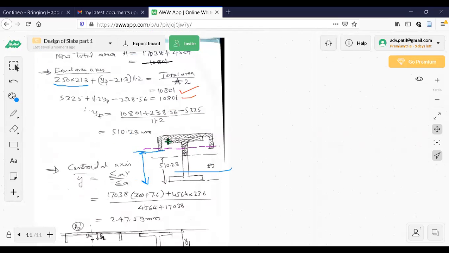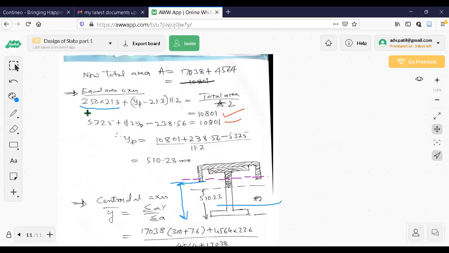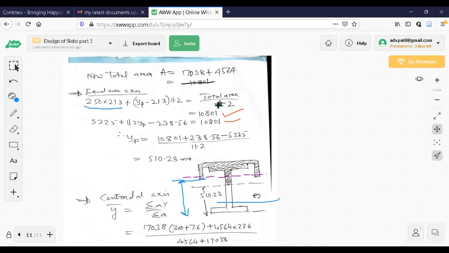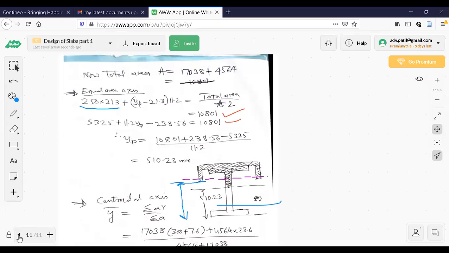If any doubt is there, you ask. So what is done here is mark the line, call it as YP. Whatever is below that line, two portions will come, two rectangles will be there. The sum of those two rectangles is equal to total area by 2, because it should give me half of the area.